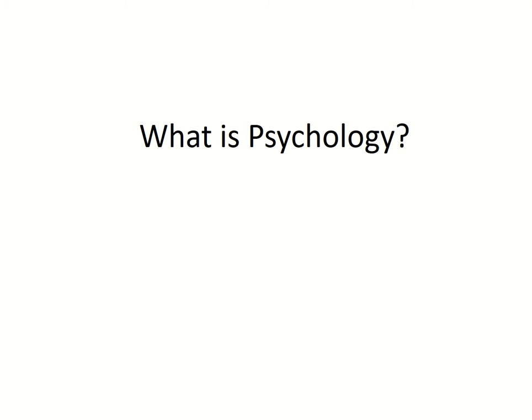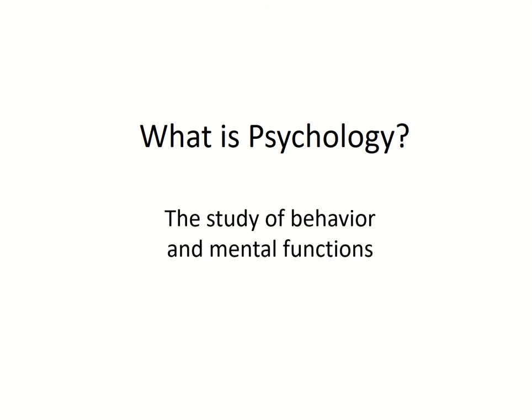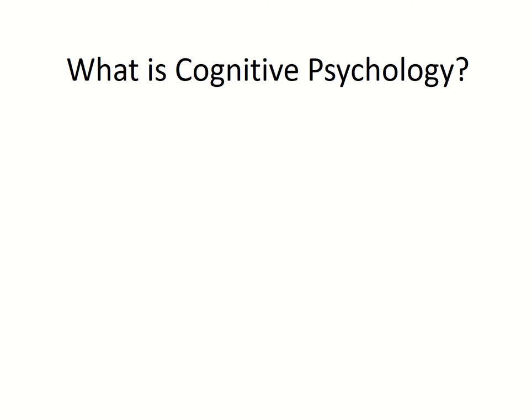Psychology is, if we want to define it, the study of behavior and mental functions. And note there that there are two parts to that already. It's behavior as a field of study, human behavior, and then mental functions that may give rise to that human behavior. Now, a more difficult question, given that we're at the start of this course, is what exactly is cognitive psychology?